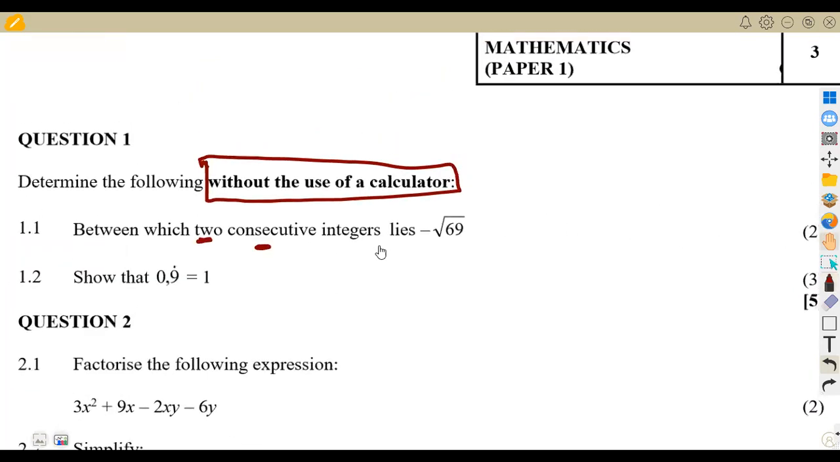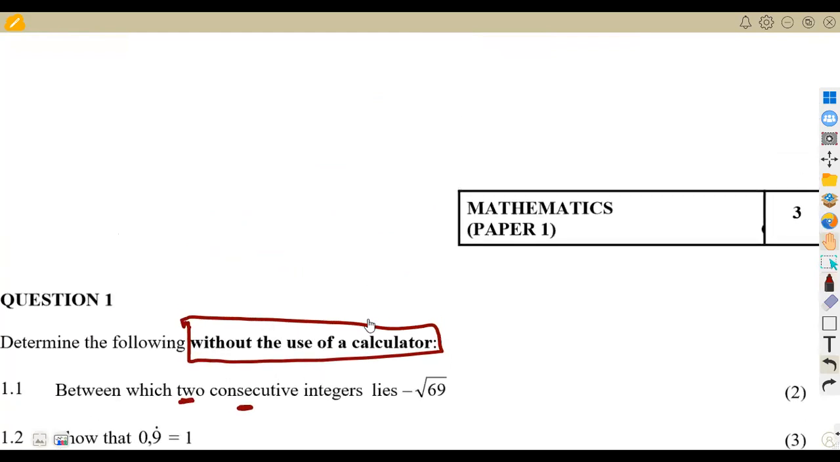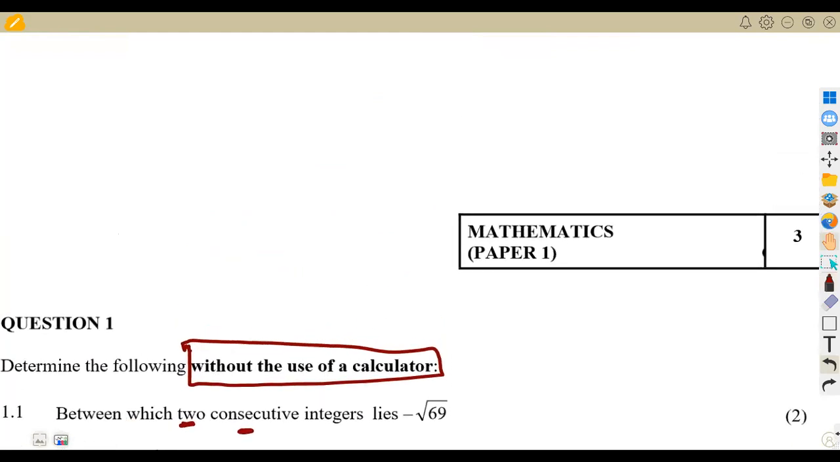Consecutive means these 2 numbers are simply following each other in order, whether you're talking of rational numbers, integers, or whatever you're given. In this case, we are talking about integers. And remember, integers represent positive or negative whole numbers.